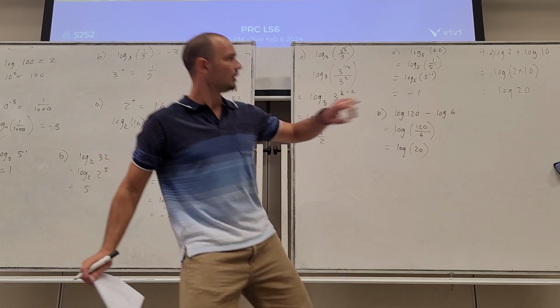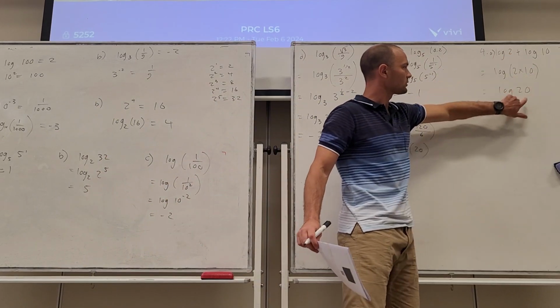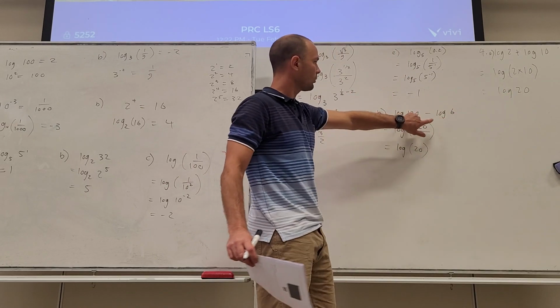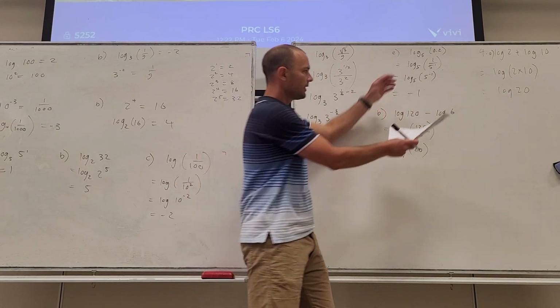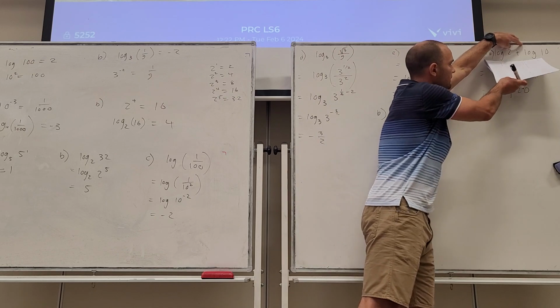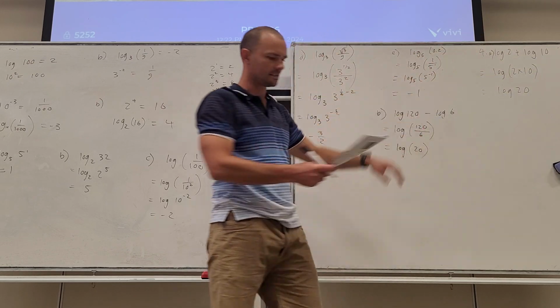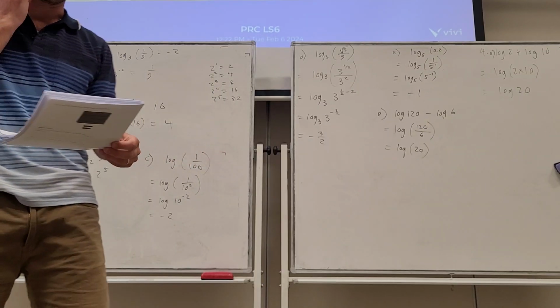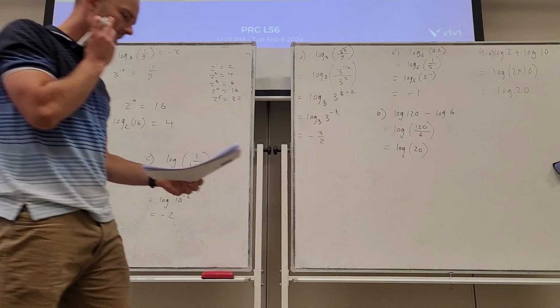Alright, so if you look, log 2 plus log 10 we saw was log 20, and log 120 take log 6 is log 20. These are the same number, just different ways of representing it. And we say there's infinite ways we can represent any number actually. Okay, we're on to C.